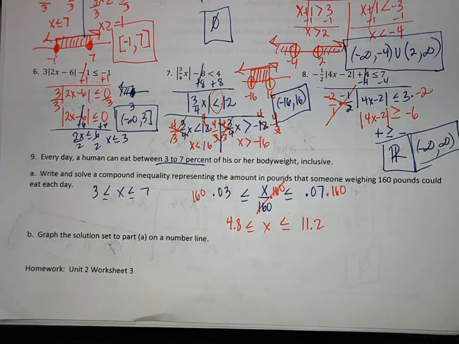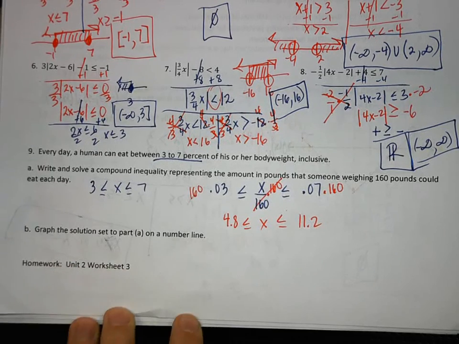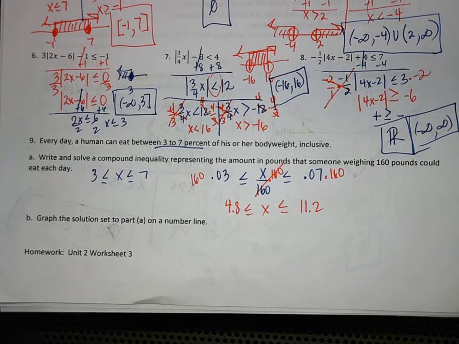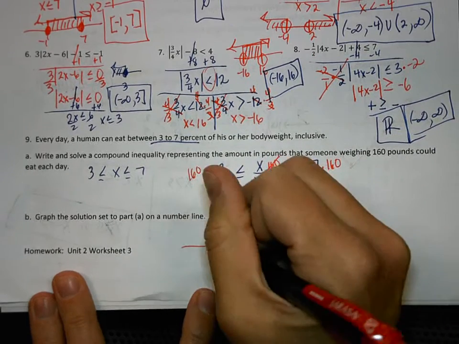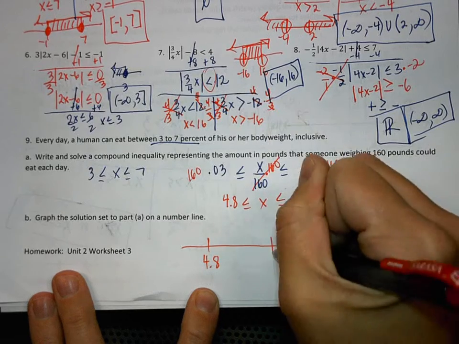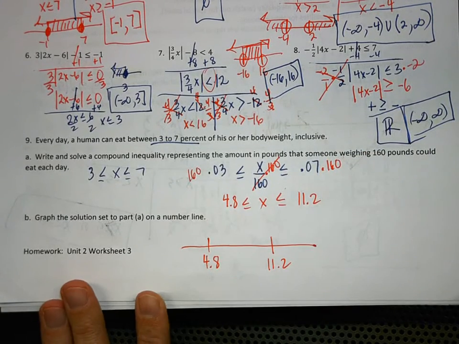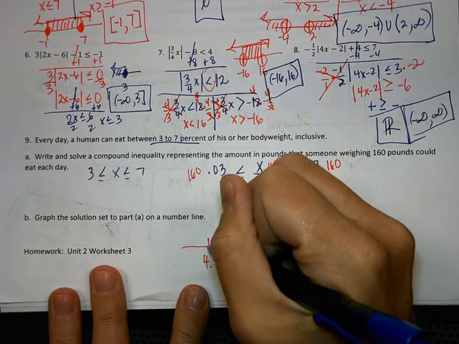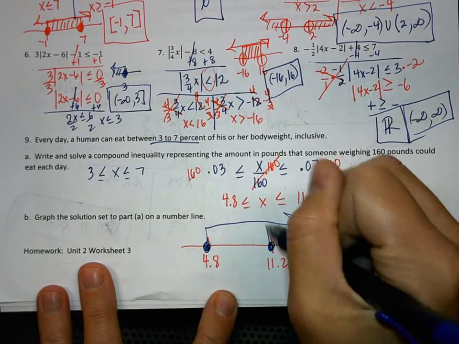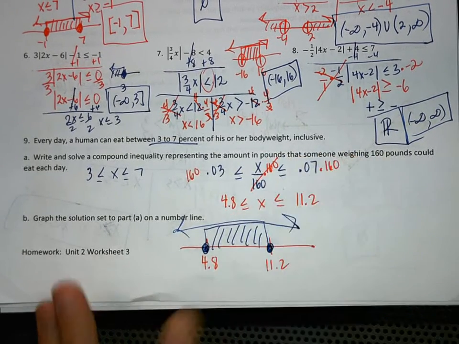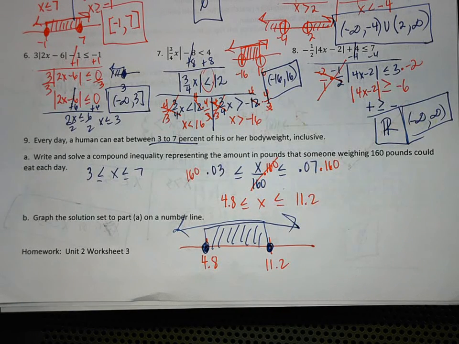Now it says graph the solution set on a number line. So how would I end up graphing that? You have a number line. On one side you have 4.8. Good. And on another side you have 11.2. And then how would it end up looking? They would go towards each other. Good. And so we'd end up having a closed circle. This one's going to the right, this one's going to the left, and it's overlapping in the middle. So it's saying that people could eat anywhere between 4.8 and 11.2 pounds if they weighed 160 pounds. Okay? Any questions?